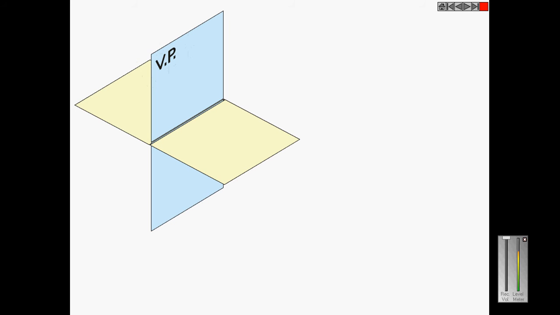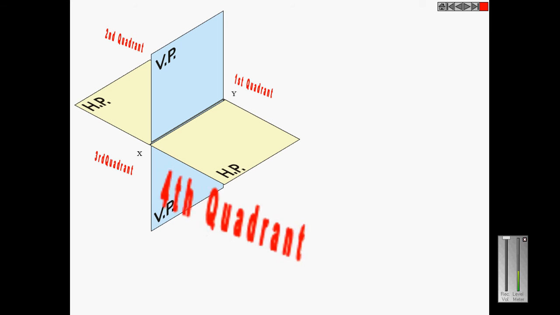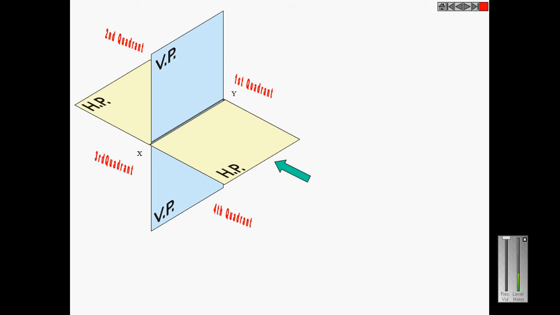This is the quadrant system, with the vertical plane and the horizontal plane. These two planes are mutually perpendicular planes, and with these planes our space is divided into 4 different quadrants. The XY line, or reference line, is the intersection of the horizontal plane and the vertical plane. This is the first quadrant, represented by above HP and in front of VP. The second quadrant is above HP and behind VP, the third quadrant is below HP and behind VP, and the fourth quadrant is below HP and in front of VP.